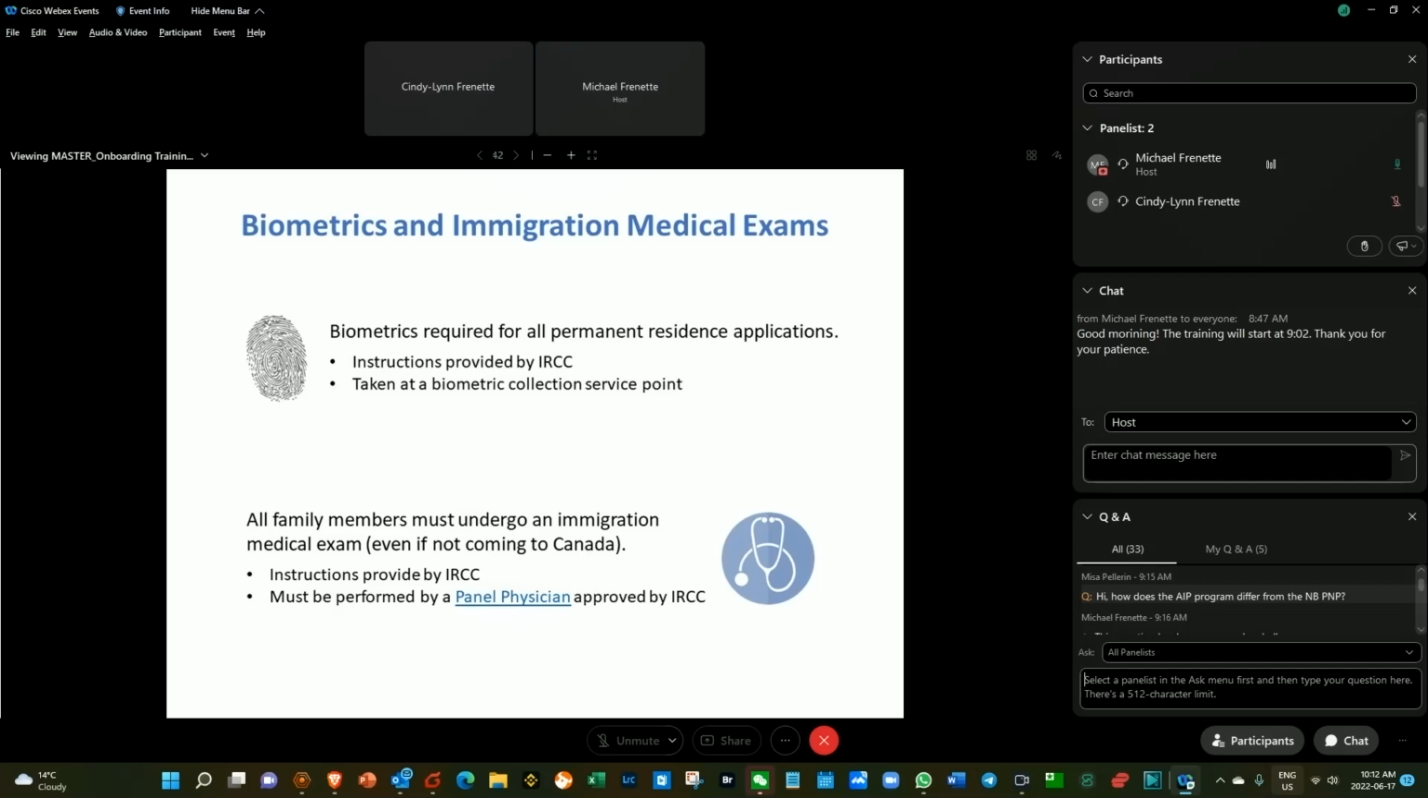Biometric collection, so basically fingerprints and a photograph, and also an immigration medical examination will be required for all applicants. IRCC, again, will provide the instructions in due time.